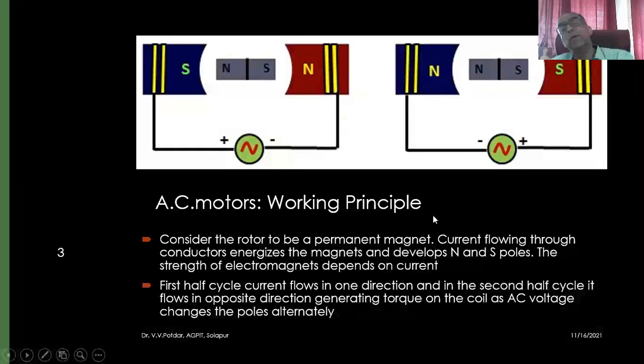First of all, let us see what is the principle of operation of any alternating current motor. As you can see, two diagrams are there. We have stator with the winding, right? And we have a rotor, right? With two poles, magnetic poles.